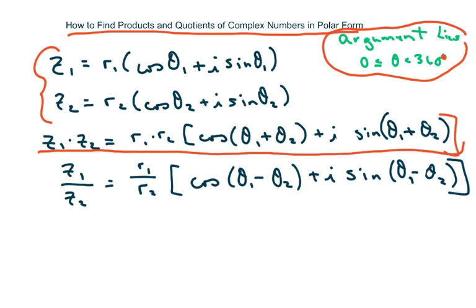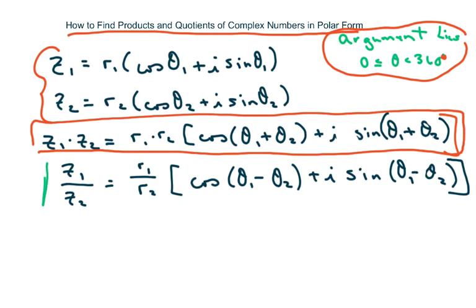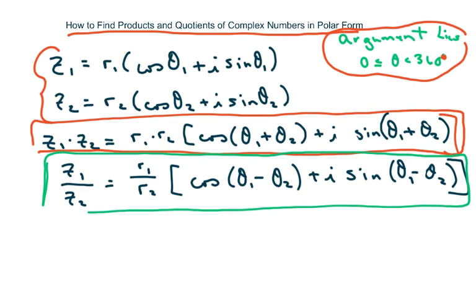So this is your product, and this is your quotient. All right? Notice on the product, we're adding here. And on the quotient, you're subtracting the angles. So it's pretty simple, but you need to remember this as well. So let's do our first example.